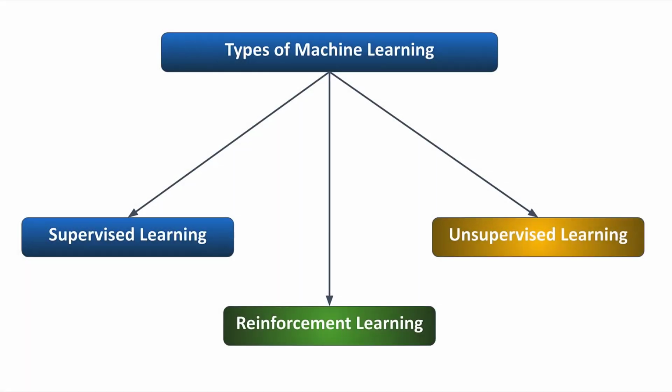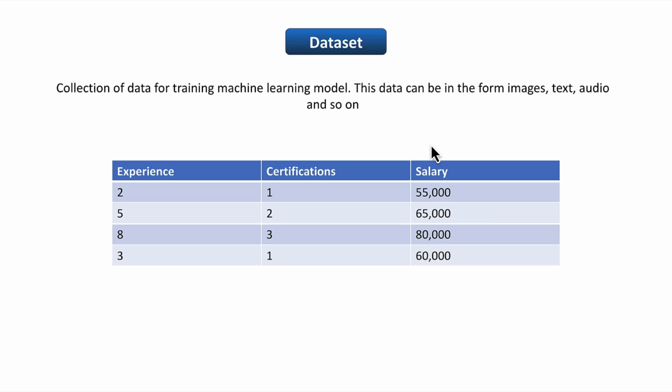So there are three main types of machine learning: supervised machine learning, unsupervised machine learning and reinforcement learning. And we will cover the basic introduction of all these three, but before that we need to look at a few machine learning terminologies which will help us understand these types better. And the first term is dataset. So as the name suggests, a dataset is a collection of data for training our machine learning model. And this data can be in the form of images, text, audio and so on.